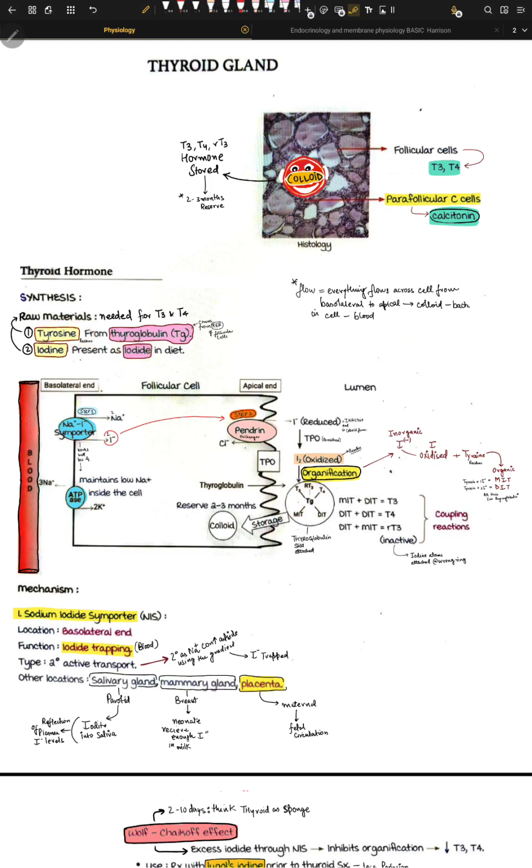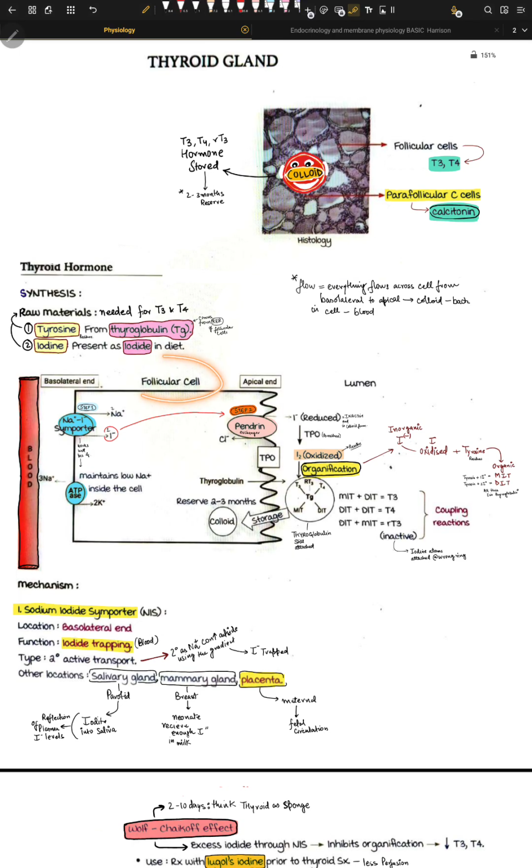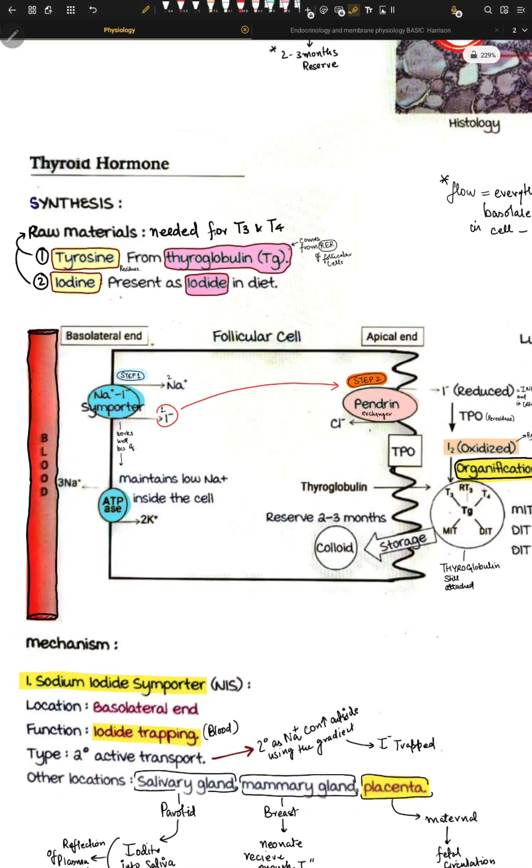Once we have this residue, we will make a lot of T3 and T4. So the basic function of the follicular cell is to collect the iodide and tyrosine residue for this synthesis. Okay, so this is the work of the follicular cell. So let's dive deep into the synthesis of this hormone.